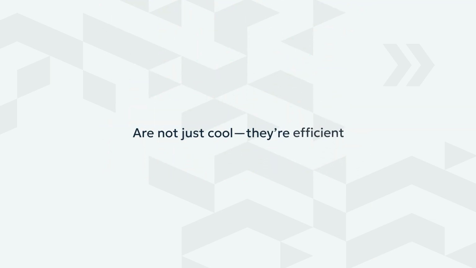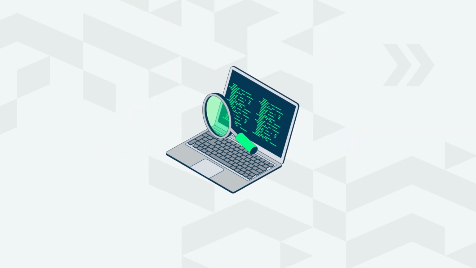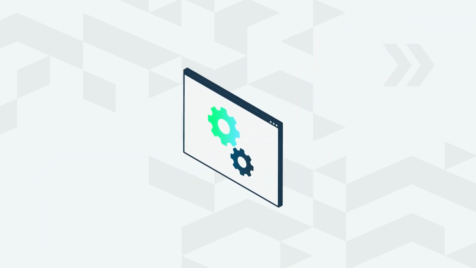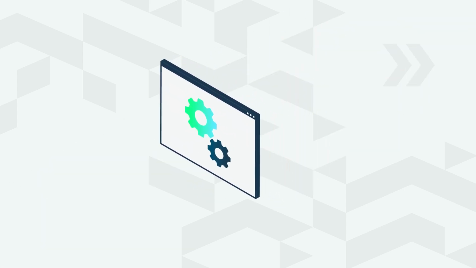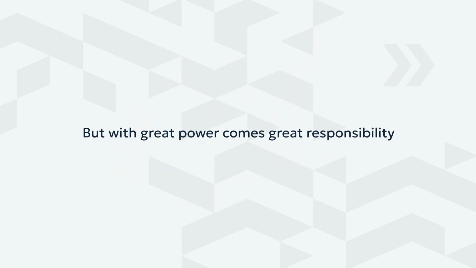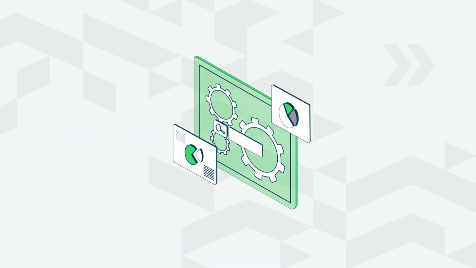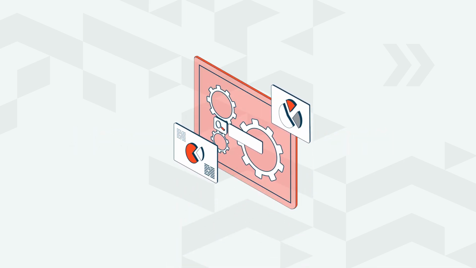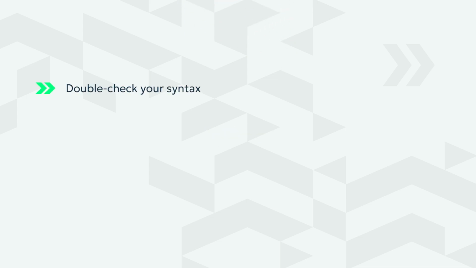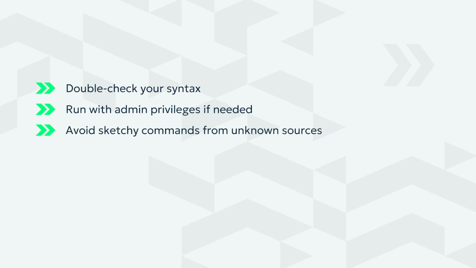Rundll32 commands are not just cool, they're efficient. These commands can be dropped into run dialogues, command prompt, PowerShell, or even batch files to automate repetitive tasks. But with great power comes great responsibility. Used incorrectly, Rundll32 can cause errors, or worse, security issues. So always double-check your syntax, typos matter. Run with admin privileges if needed. Avoid sketchy commands from unknown sources, use official documentation or reliable IT resources.